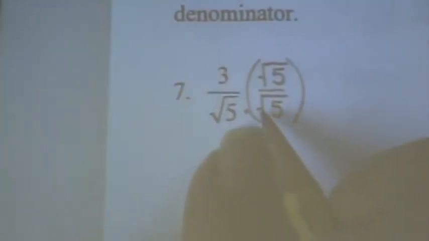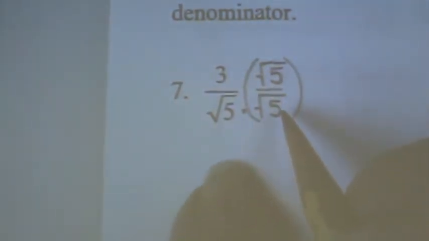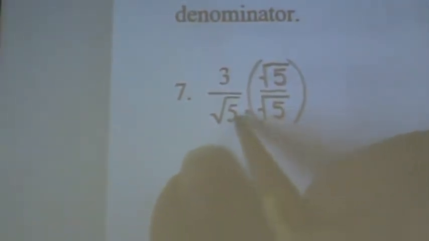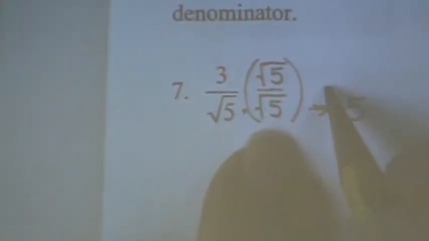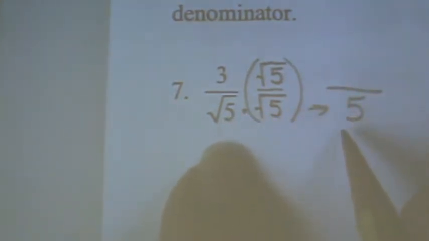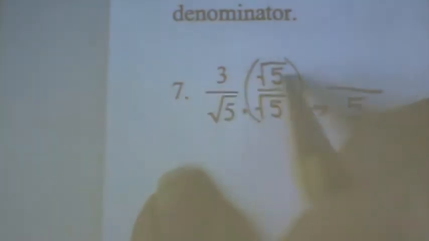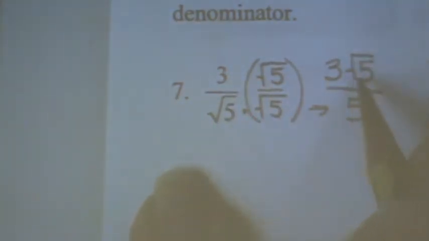What are we doing? We're getting rid of this radical, but we're redistributing the radical to the top. Okay? So what is this down here? What is root 5 times root 5? 5. So we no longer have a radical in the bottom, which is what they want us to do. What do we have? We now have 3 root 5 on top. Does this make sense? That's your answer. So the answer is 3 root 5 over 5.